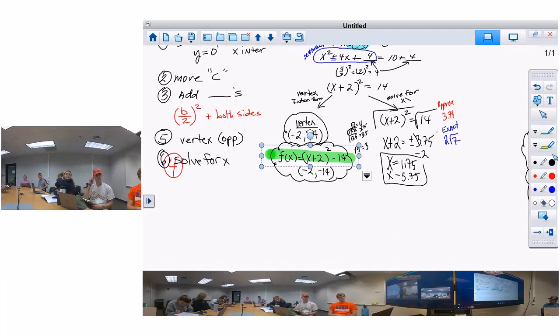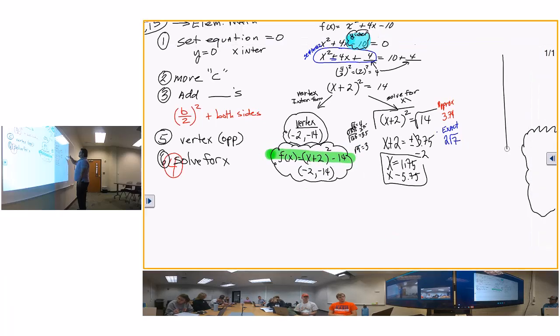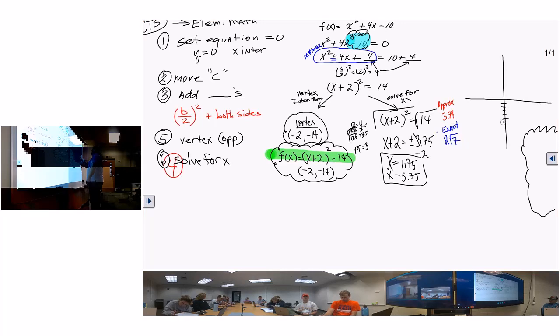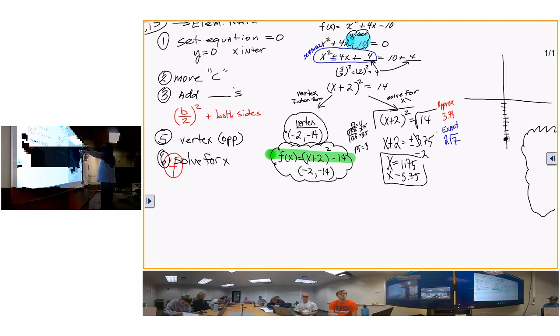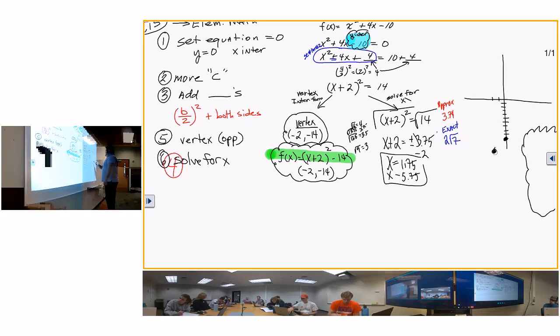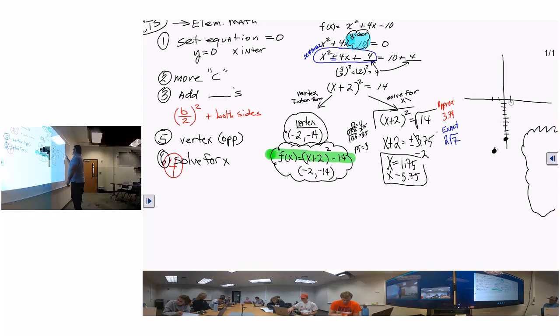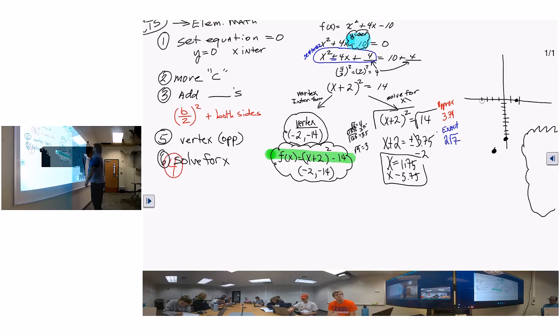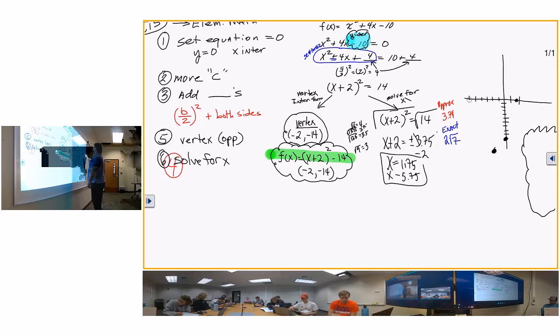So here's my graph. And what is my y-intercept? Negative 10. 1, 2, 3, 4, 5, 6, 7, 8, 9, 10. My vertex is negative 2, negative 14. My x-intercept is 1.75 and negative 5.75. So there is my parabola.